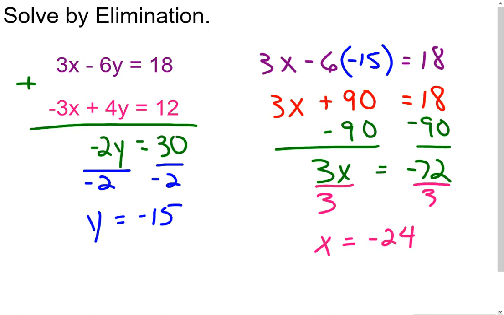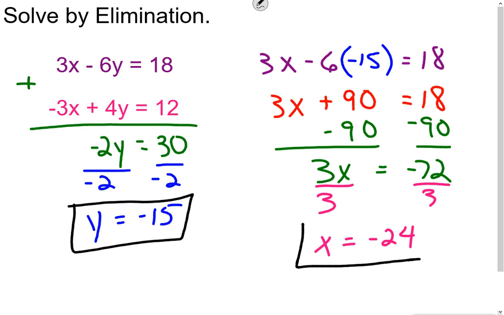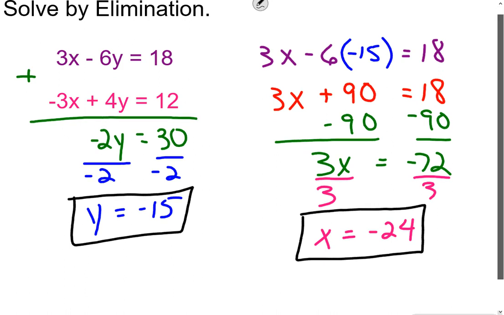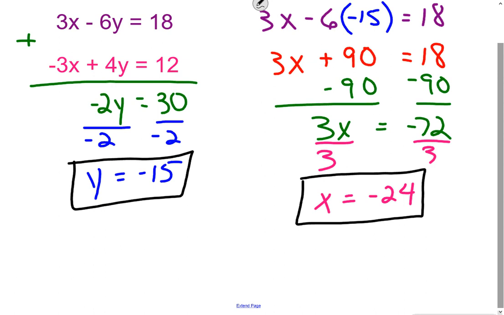So I have solved my system of equations. I figured out that the y value is -15, the x value is -24. I could also put that in point format, so I could say my solution is (-24, -15). Whether you want to display it as the x and y, like I have it boxed in, or as a point, either one is acceptable.